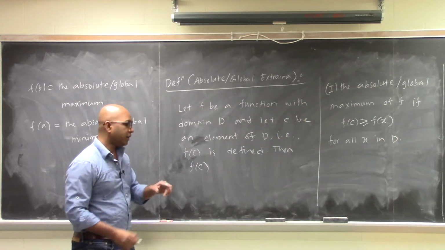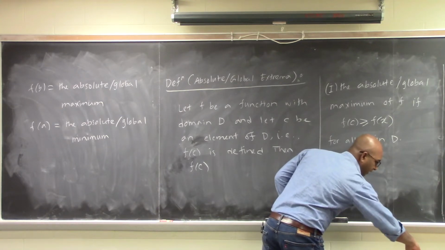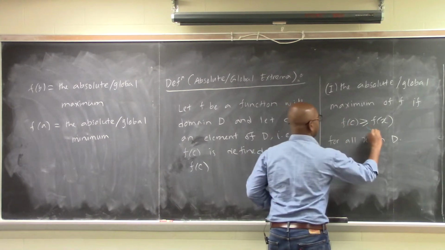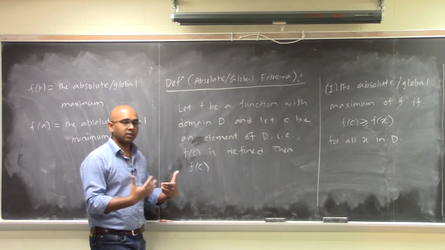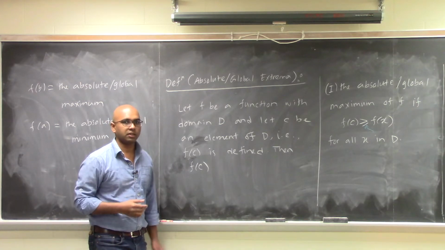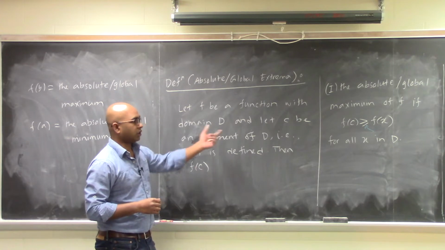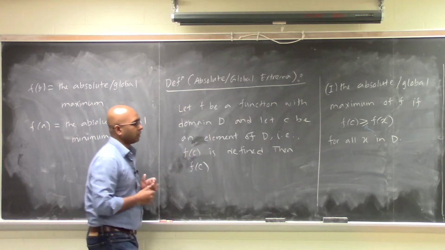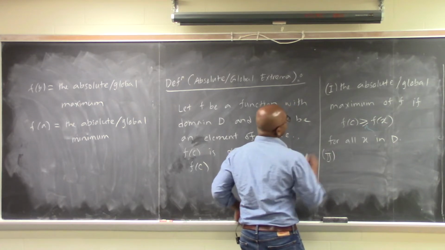Okay, now notice you have to read this carefully. We have included equality here. It doesn't have to be strictly bigger than all the values. It can happen that it is equal to all the values. So it still qualifies to be a global maximum. Okay, now the other part of this story.